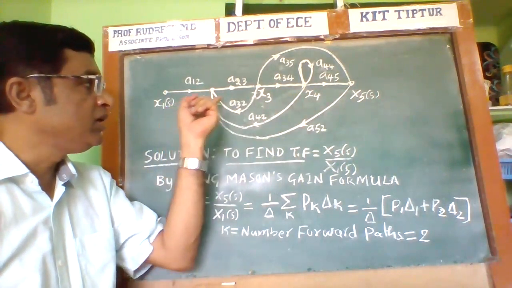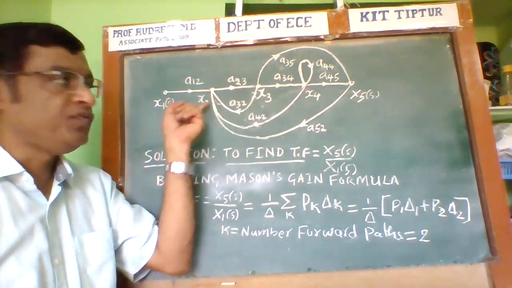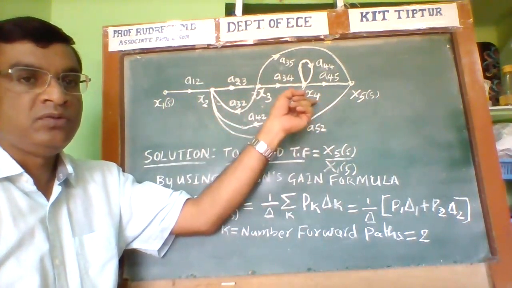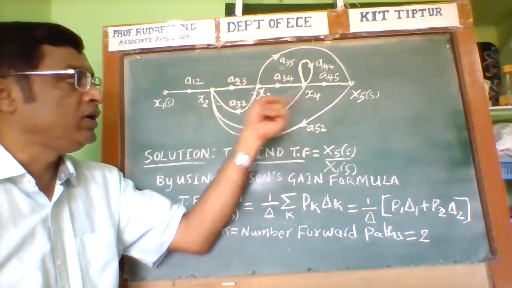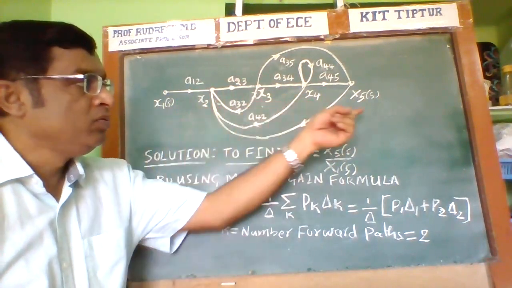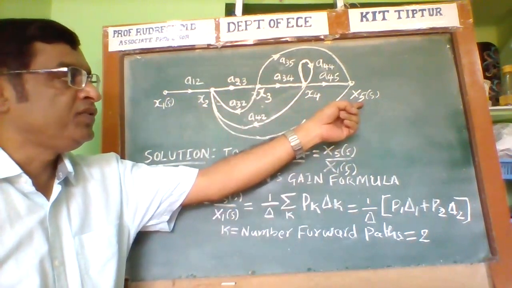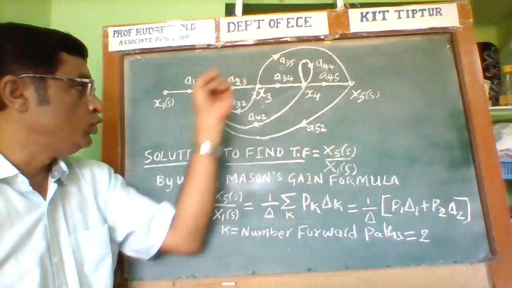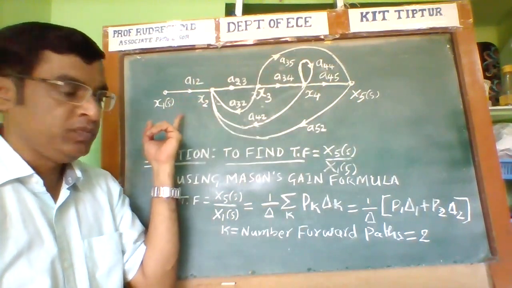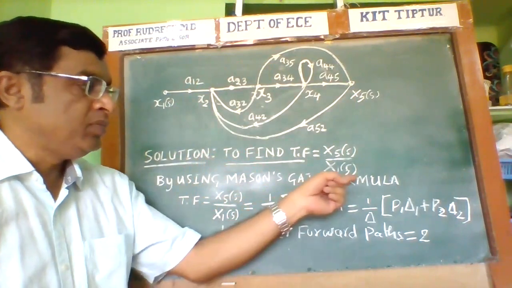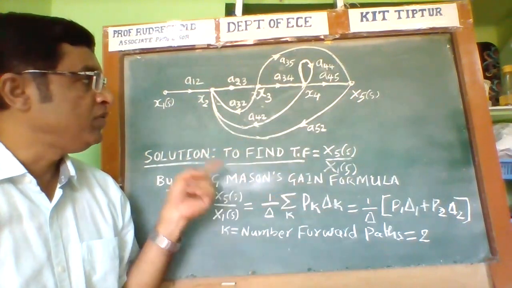These are the algebraic equations. This is also X2(s), this is X3(s), X4(s). By default, I have written X4, X3, and X2 like that, but you assume this is X5(s) and this is X1(s). So the output of the system to the input of the system gives the overall gain of the system. Here, the overall gain can be calculated by Mason's gain formula.